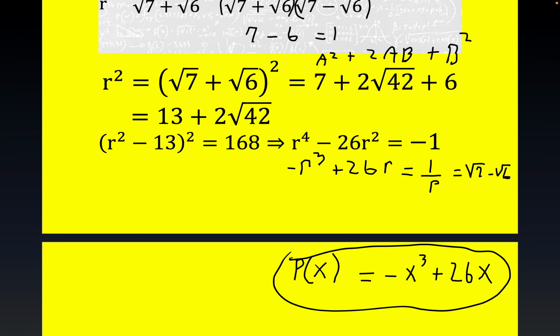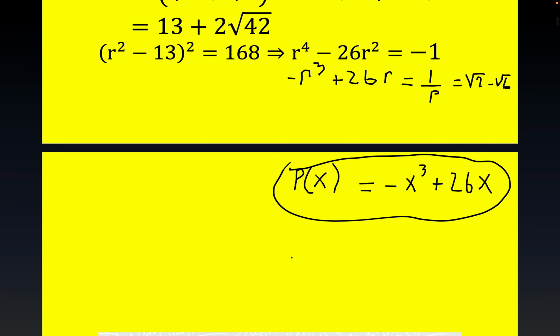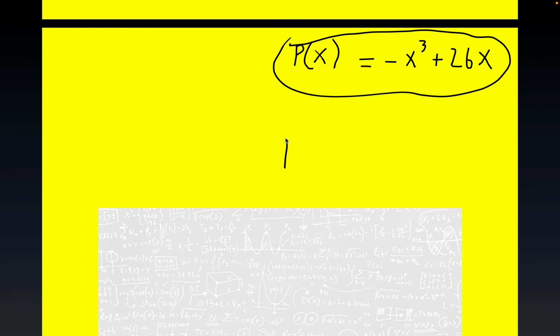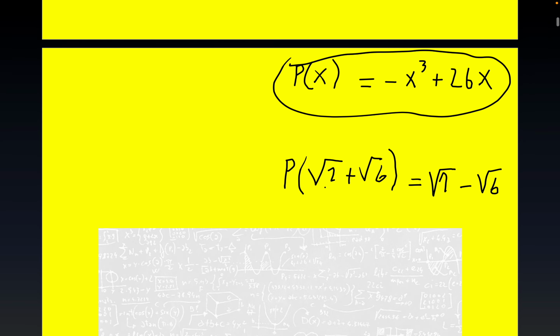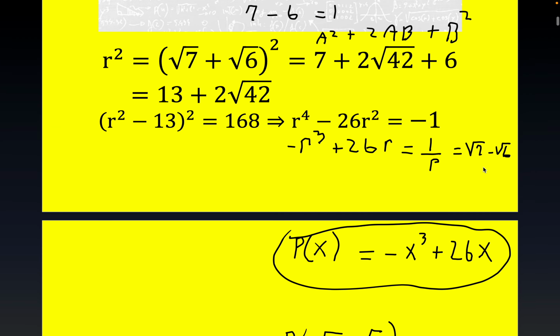And we have shown by this work directly above that p, and I even checked it again, even though there's no doubt that that's right, p at the square root of 7 plus square root of 6 is equal to square root of 7 minus square root of 6. You can check it out if you want to, if you don't believe me. There's no doubt this is true by this construction here, all right?